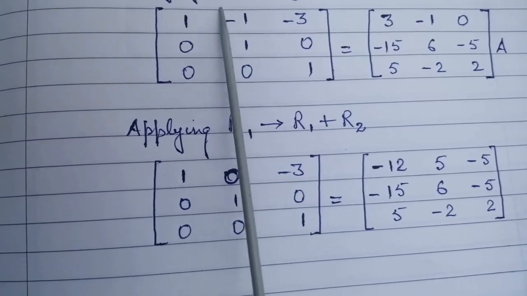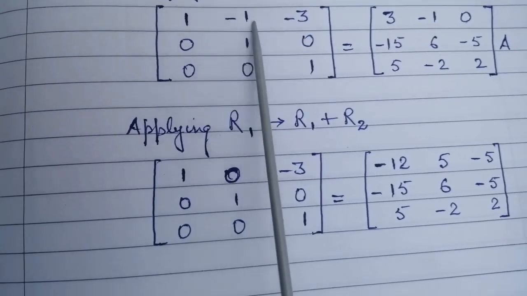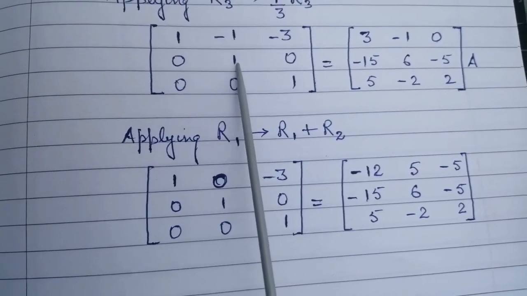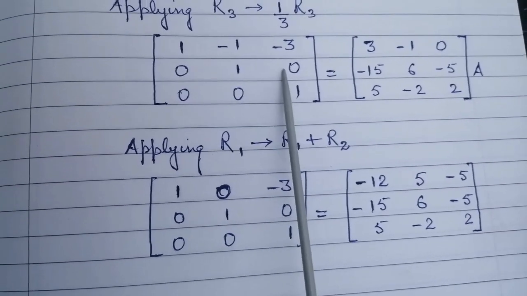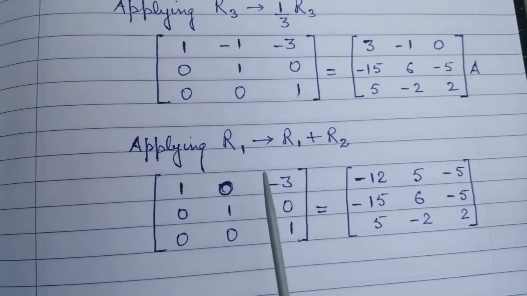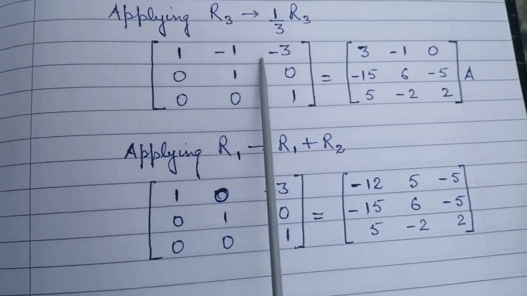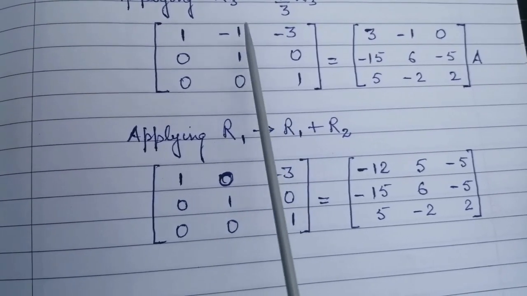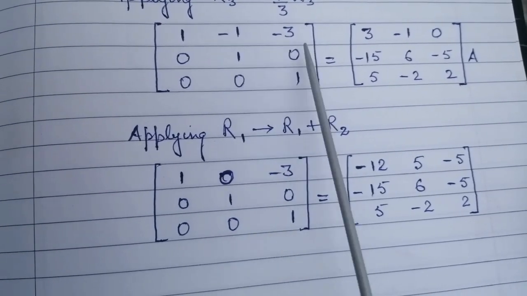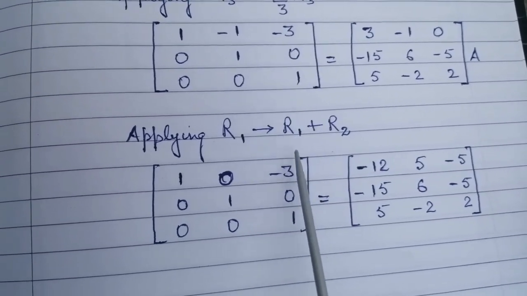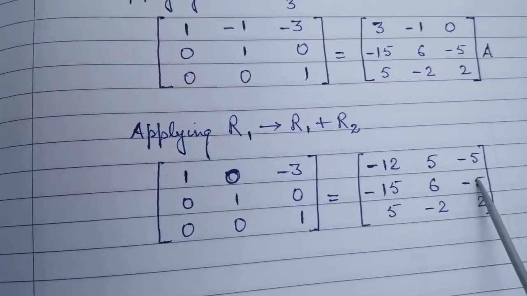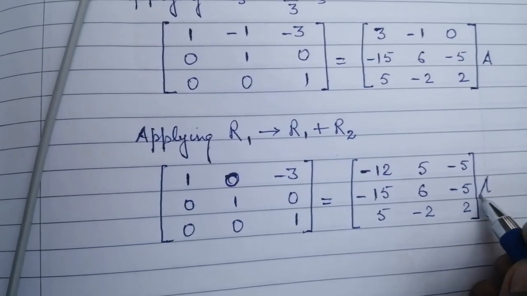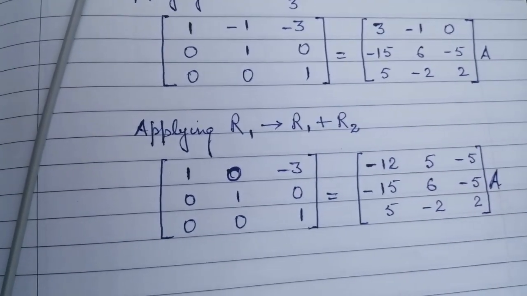Now we come to the seventh element. Now here we should have 0. So how do we get 0? Minus 1 plus 1 will be 0. So R1 plus R2 can give you the desired result. So applying on R1, we are applying R1 plus R2. So if you add, 1 plus 0 will remain 1, minus 1 plus 1 will be 0, and minus 3 plus 0 will remain minus 3 only. And on this side, we have applied the same operation into matrix A as it is.